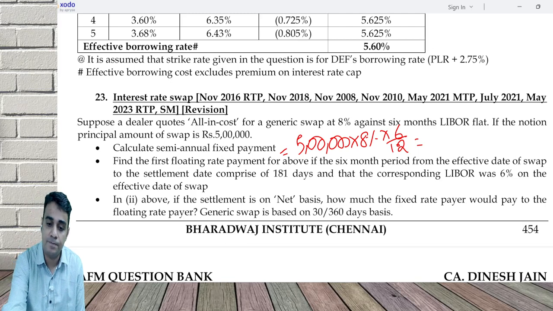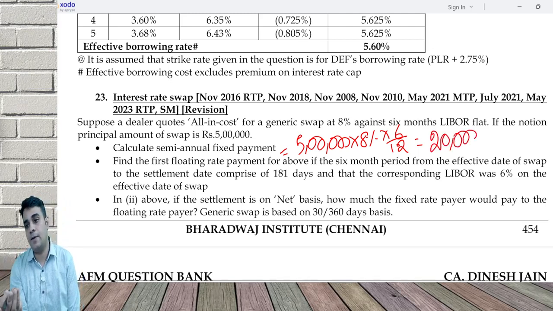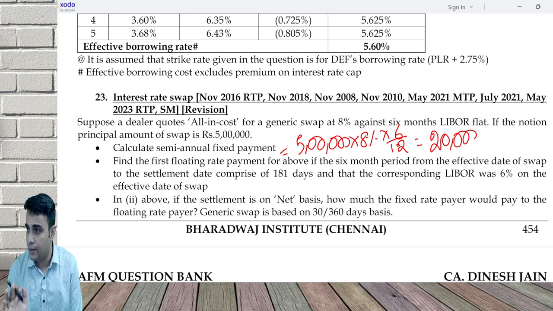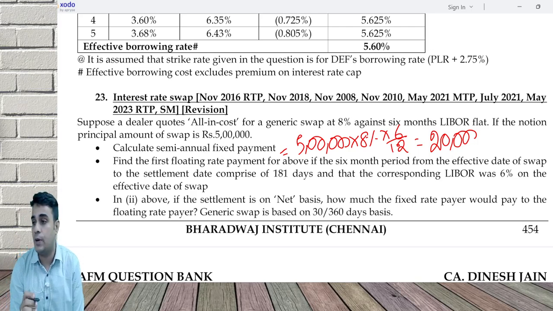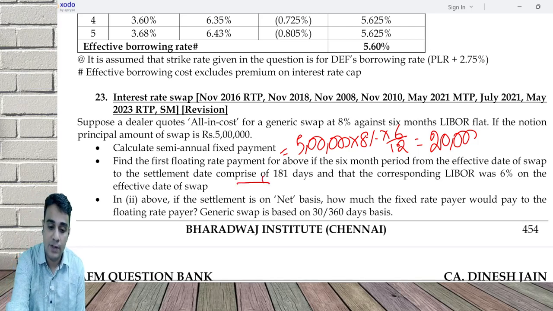How much? This will remain the same for the first half year, second half year, third half, fourth half. Any time you do, it will be 20,000. Floating has a problem. Floating will depend on actual LIBOR. What is actual LIBOR? 6%.